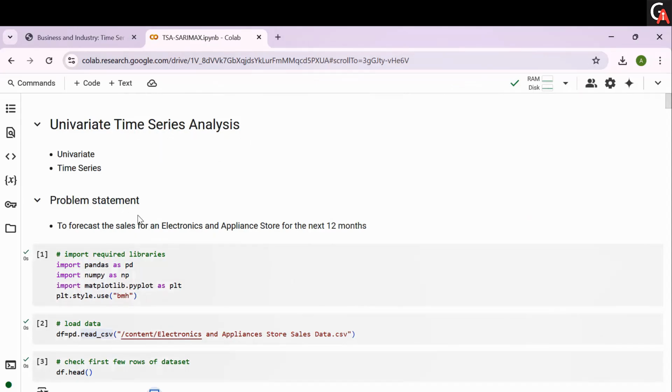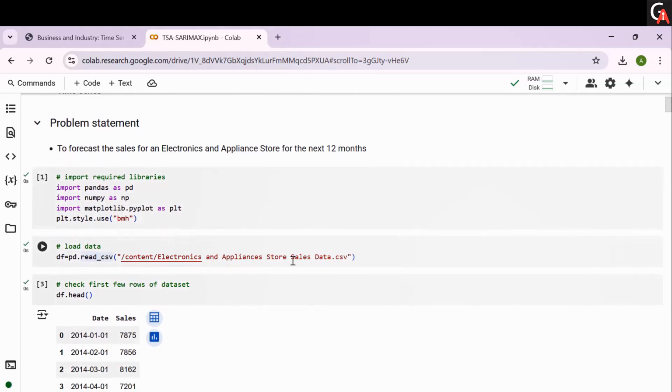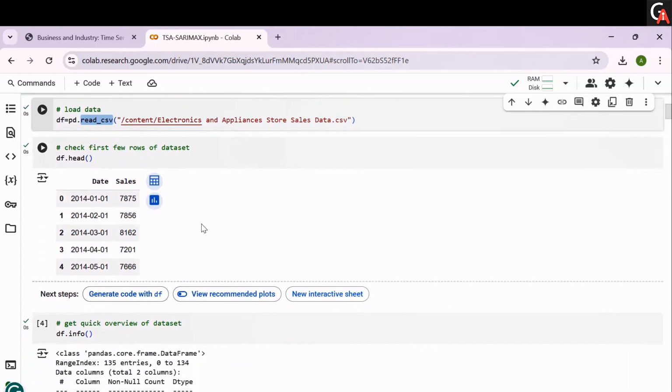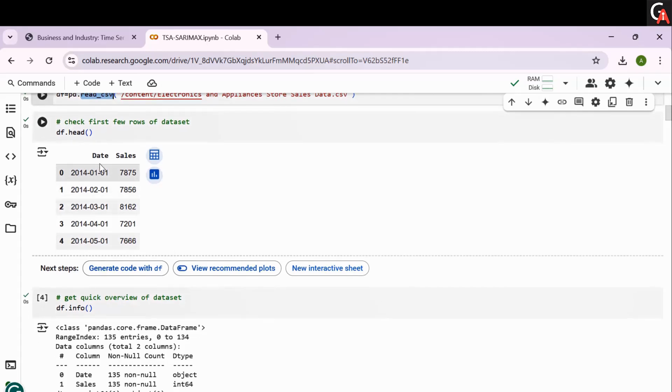I'm using Google Colaboratory. Here, as a first step, I have imported the required libraries: NumPy, Pandas, and Matplotlib. After that, as the data was present in CSV format, I have used the read_csv function from Pandas and stored it in a data frame called df. Then to check the first few rows of the data, I have used the head function. The head function will give the top 5 rows by default. We have seen that already in the Excel file.